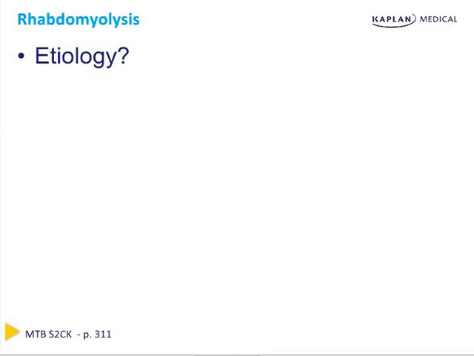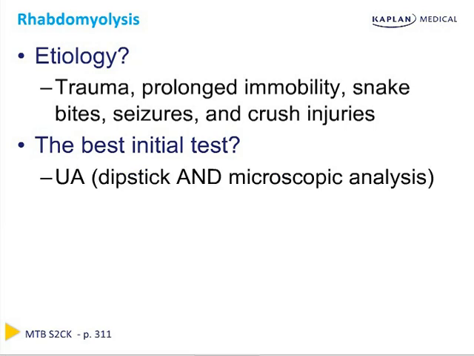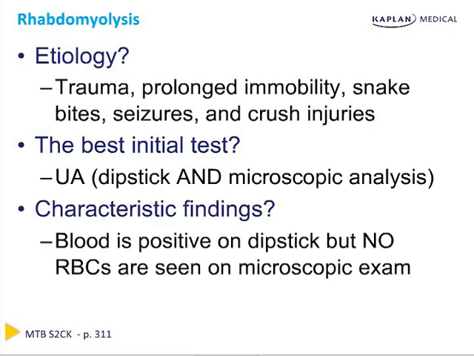Rhabdomyolysis is a highly tested concept on the USMLE Step 2. Things to know about rhabdomyolysis include the etiologies. The most common etiologies are trauma, prolonged immobility, snakebite, seizure, and crush injury. The best test when you're suspecting rhabdomyolysis is a urinalysis, and here we want both the dipstick and the microscopic analysis of the urine. What will you find? You'll find blood positive on the dipstick, but no red blood cells seen on the microscopic exam.